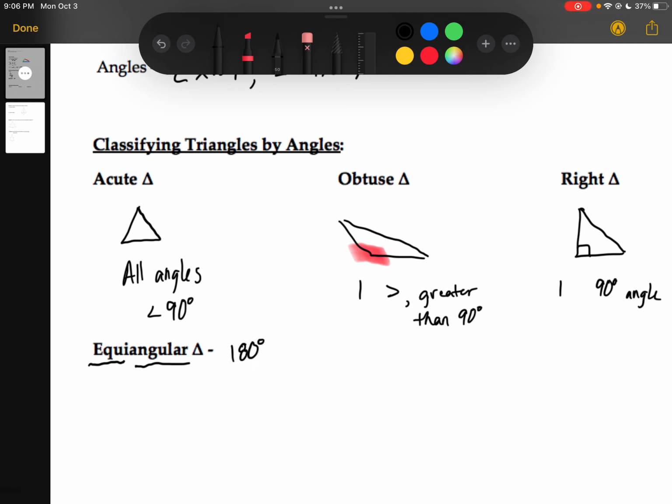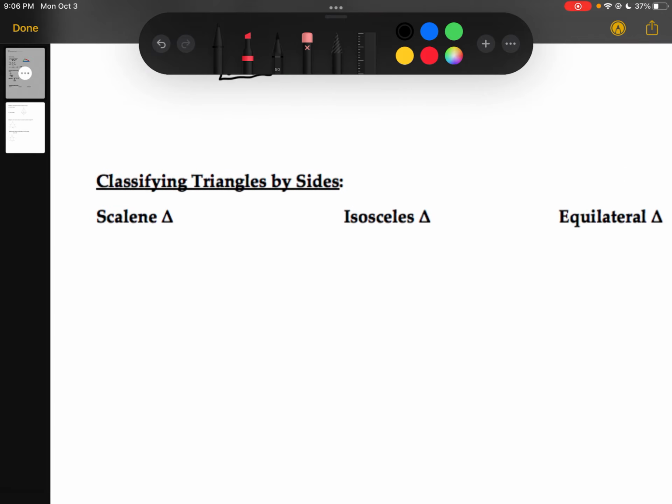So triangles are 180 degrees, and they have 3 sides or 3 angles. So if we divide that 180 degrees by 3, an equiangular triangle is one that has every single angle exactly the same. The only way that's possible is if all 3 of these are 60. There's no other way to divide 180 into 3 parts that are the same size. So the only way we can do that is if we have 60, 60, and 60.